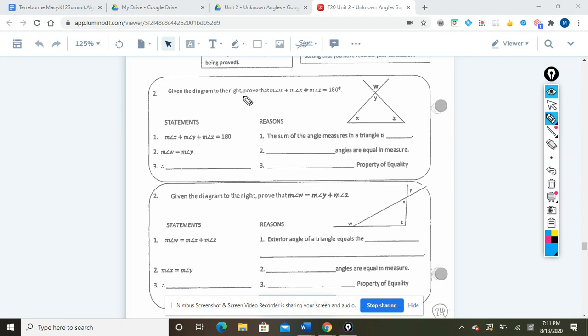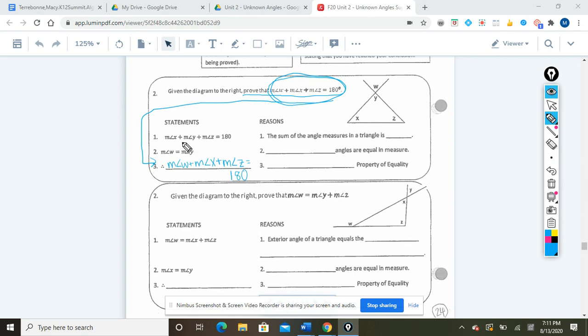Okay, so now that this says prove this, if you want to kind of cheat, you know this is where you got to end up. This has got to be your last line. So this has to be my last statement. So I'm going to say the measure of angle W plus the measure of angle X plus the measure of angle Z, I ran out of room, equals 180. I know that's where I have to end up.